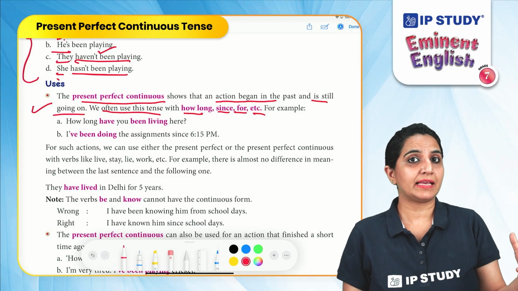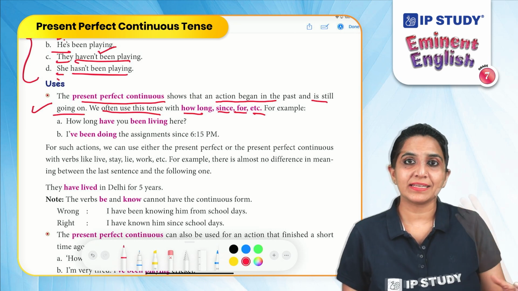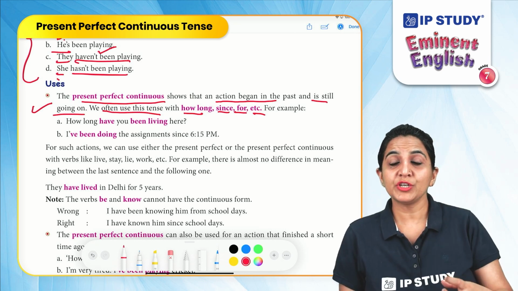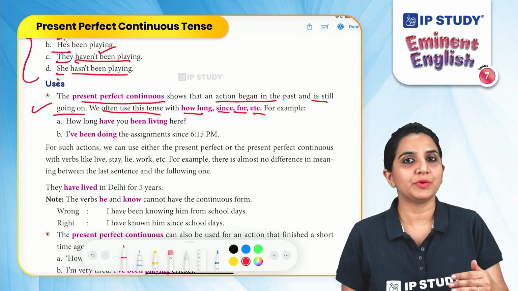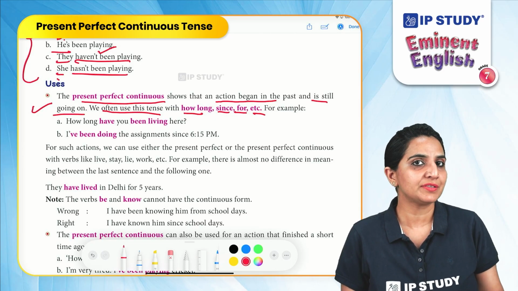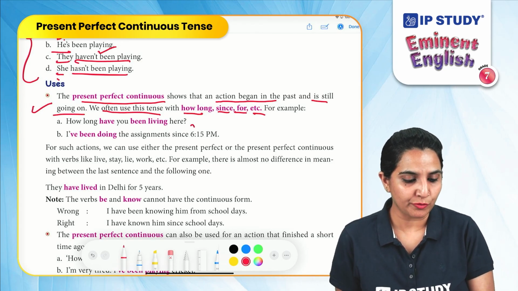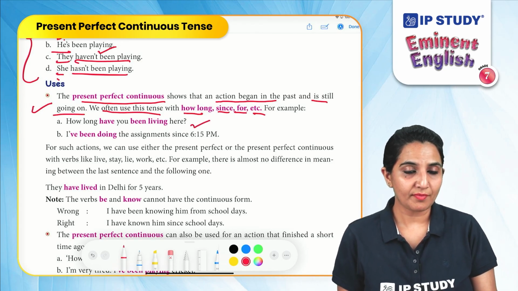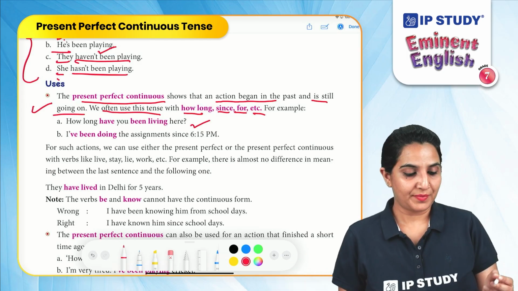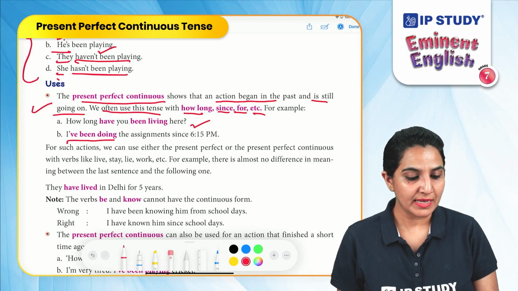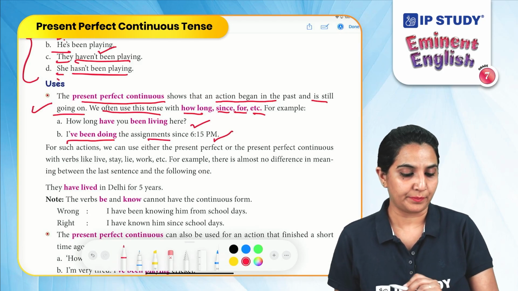I have been staying in this house since 1990. So like this, the sentences which describe how long, since, or for use the present perfect continuous tense. For example, how long have you been living here? I have been living here since 1990. I have been doing the assignments since 6:15 p.m.